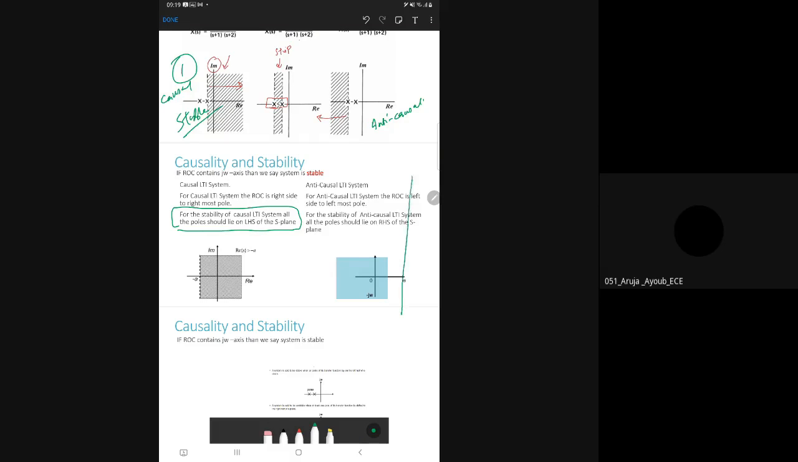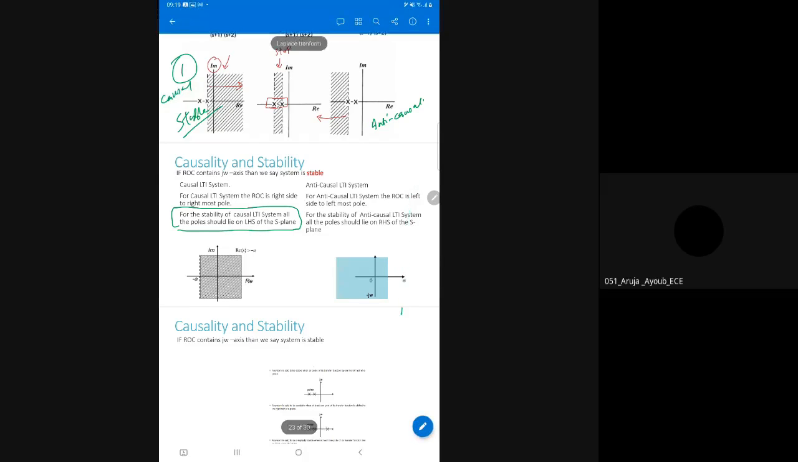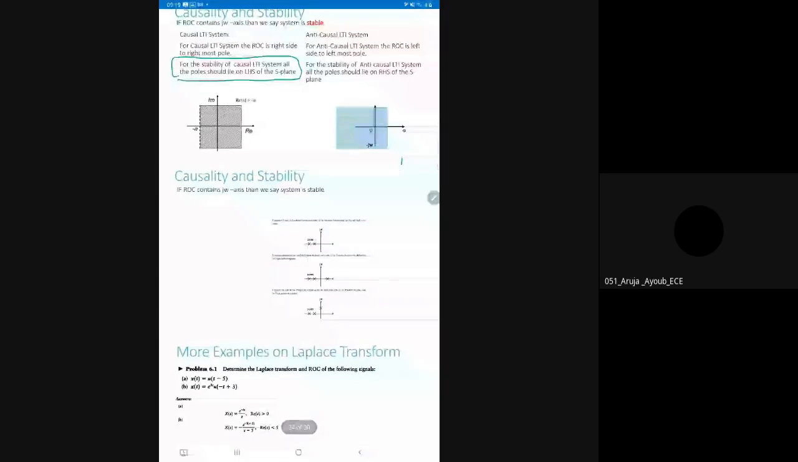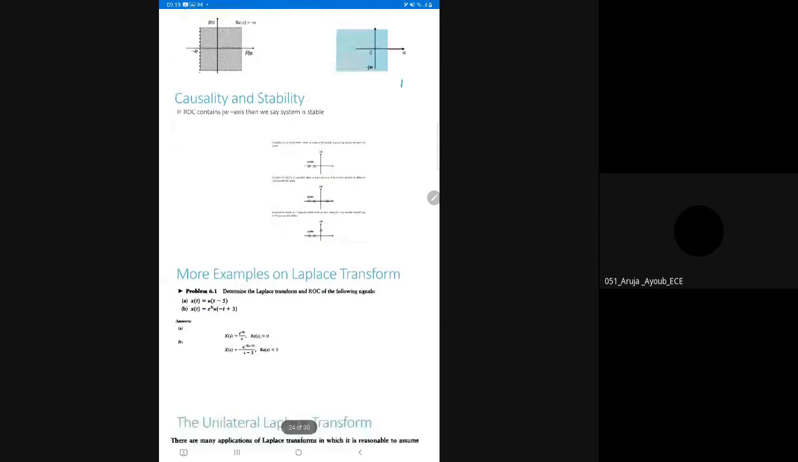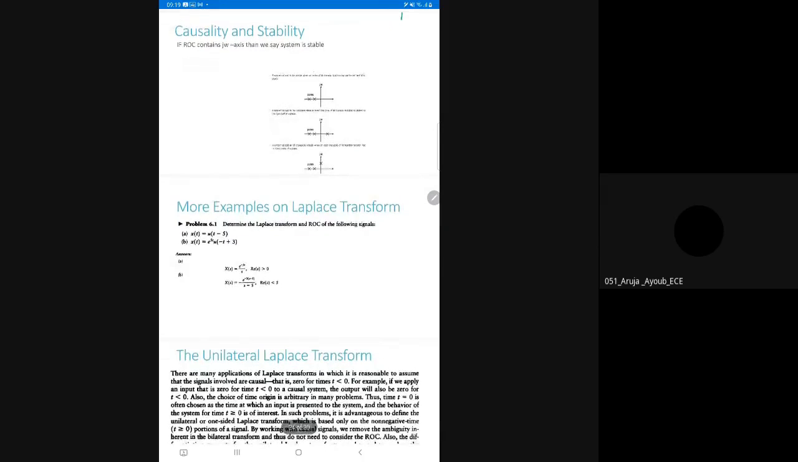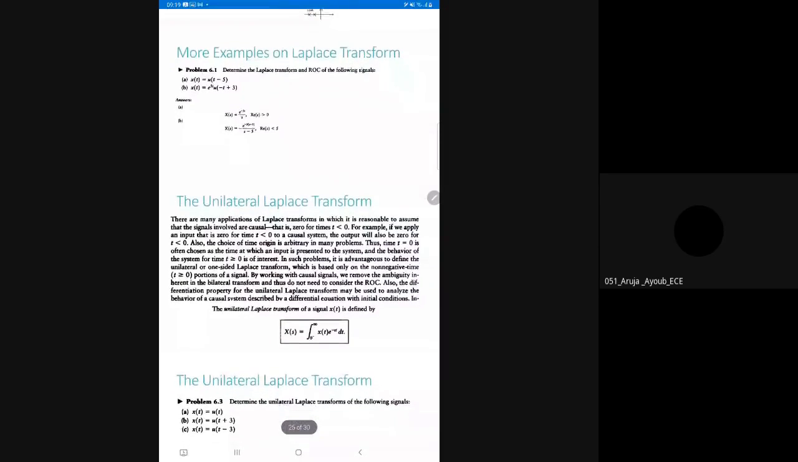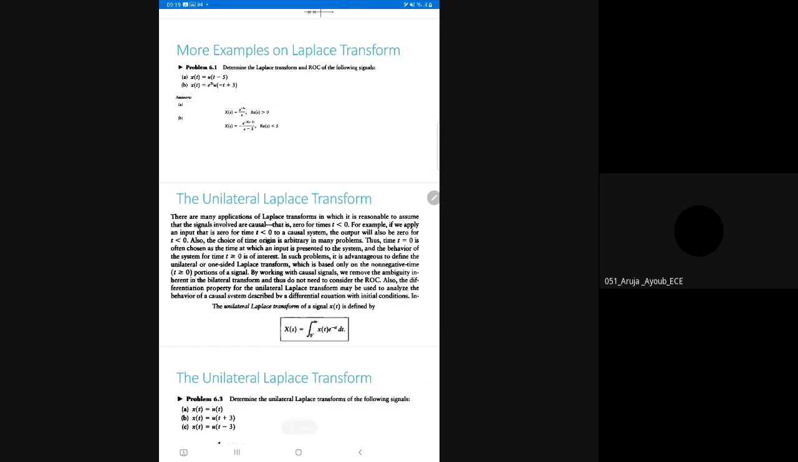Now see, we can further have discussion on these causality and stability topics. We'll take this discussion in examples. When we do examples, I'll elaborate there more. So we can have more examples for Laplace transform. This is from your textbook, from Simon Haykin. The question could be: determine the Laplace transform and region of convergence of the following signals.